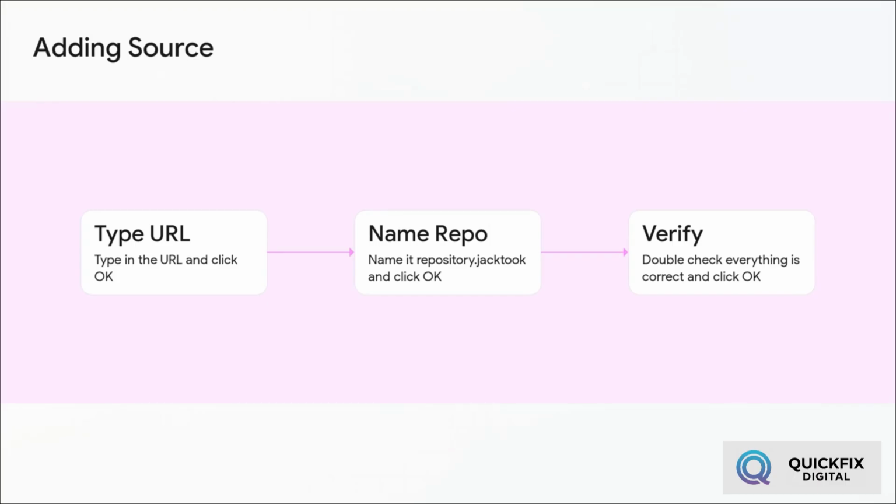Hit OK. Right in the next box down, give this directory a name you're going to easily remember. Honestly, naming it repository.jacktook is perfect. Do one last mandatory visual check over the URL and the name, and if everything looks solid, hit OK to finalize Phase 1. You have now successfully pointed your system to the exact right place.